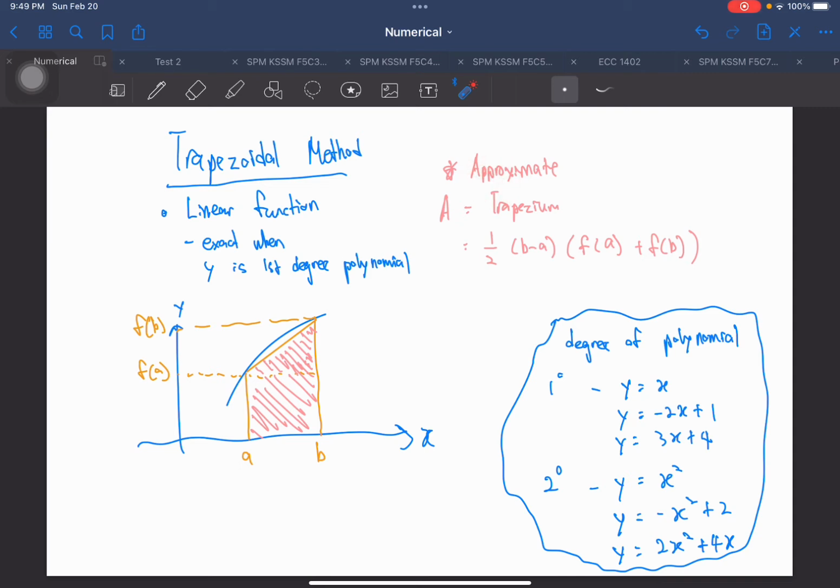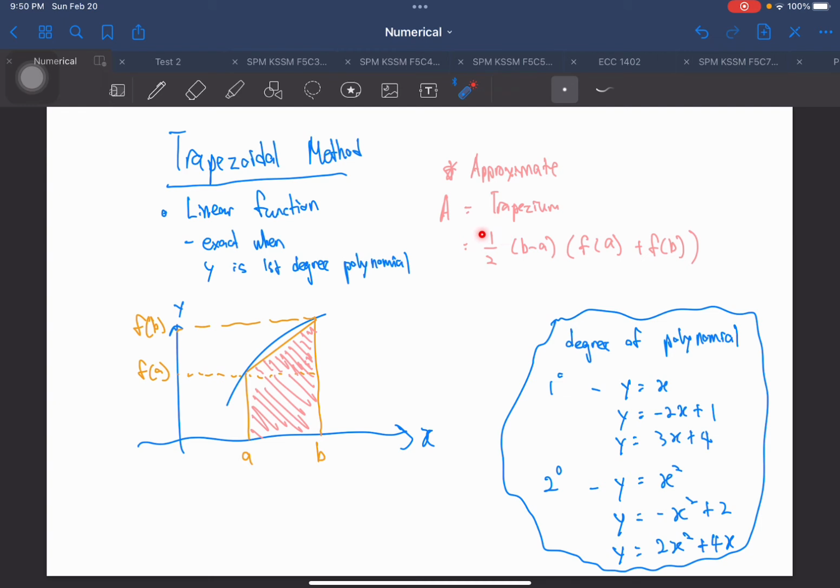Okay, so if you're given a function y or f(x) and limits a to b, you draw a line between the beginning and end point. So this is the approximate area under the curve, which is given by the area of a trapezium. Therefore, you use the area of a trapezium formula, half times the sum of the parallel sides times the width, this plus this. Okay, so this is the area of a trapezium.